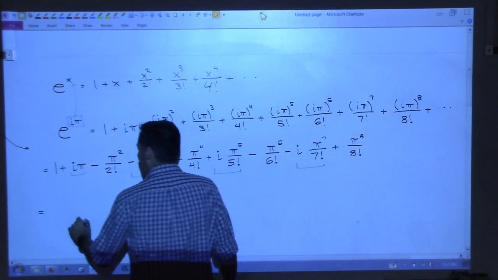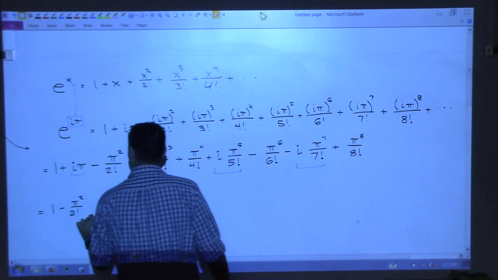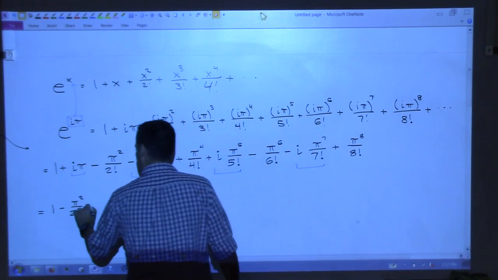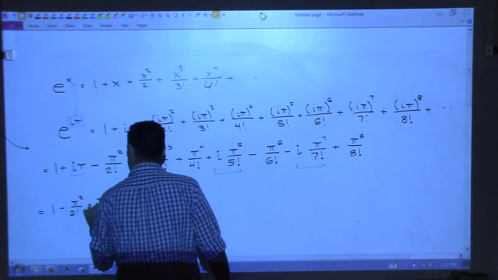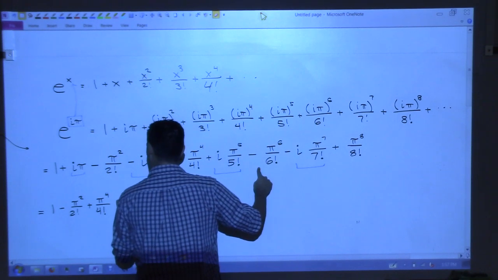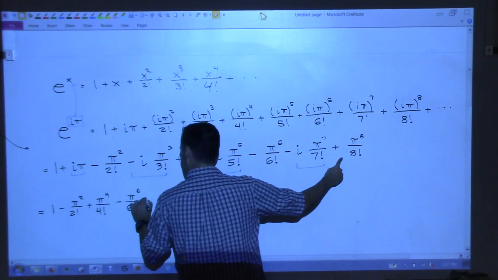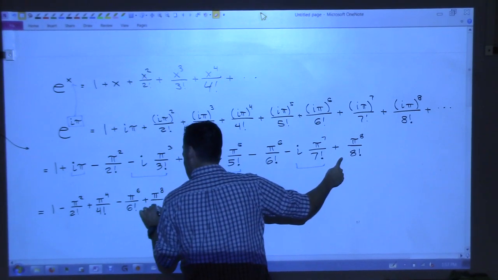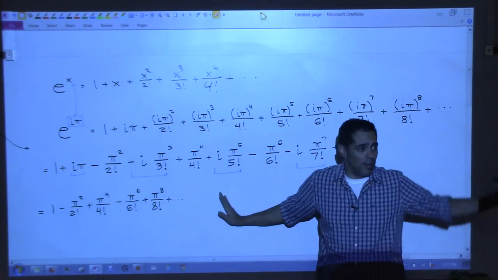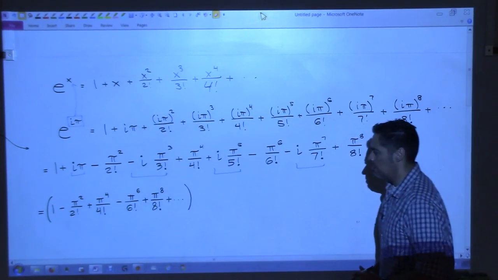So the things that don't have i's, 1 minus pi squared over 2 factorial. What would be my next piece that doesn't have i's? Plus pi to the 4th over 4 factorial. Do I have another one? Minus pi to the 6th over 6 factorial. Any more? Plus pi to the 8th over 8 factorial. Plus, and then there's an infinite number of those still out there, right? Okay, so I'm going to just close that off. That is just the stuff that doesn't have i's.